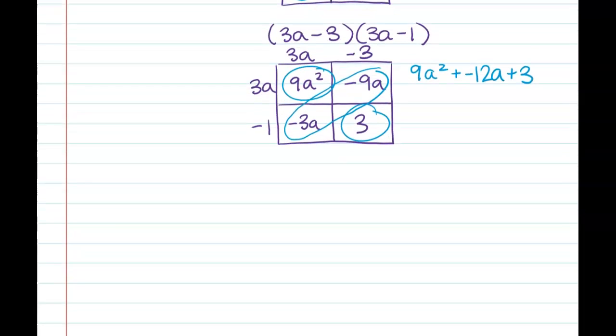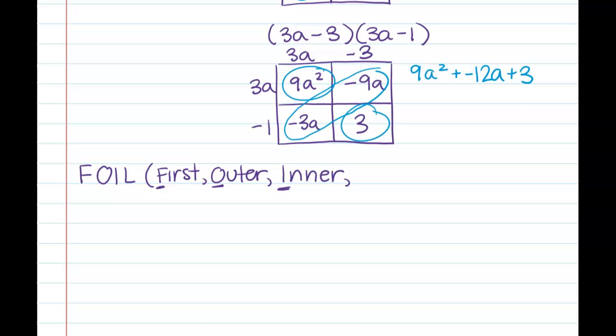We can also multiply binomials using the FOIL method. And FOIL stands for first, outer, inner, last. And this works with binomials as well.